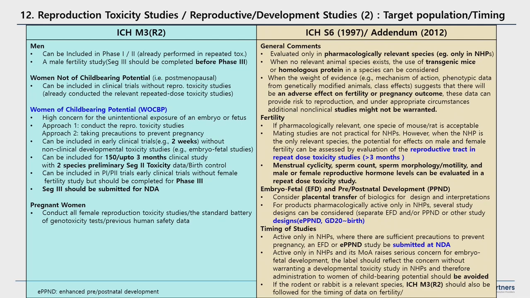And for women that are not of childbearing potential, they can be included in clinical trials without reproductive toxicity studies. But the problem is with women of childbearing potential, because they could get pregnant during the clinical trials. And so reproductive toxicity studies have to be utilized to caution them. But if such a study is not possible, then measures should be taken to prevent pregnancy. Without an embryo-fetal study, up until 2 weeks, the clinical trial could be done, including these women of childbearing potential.